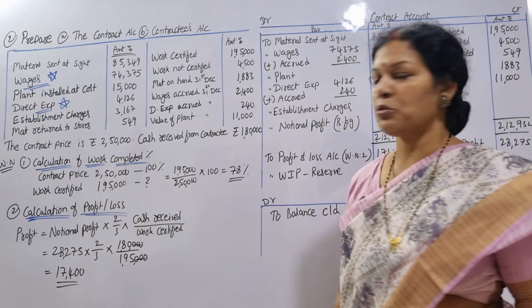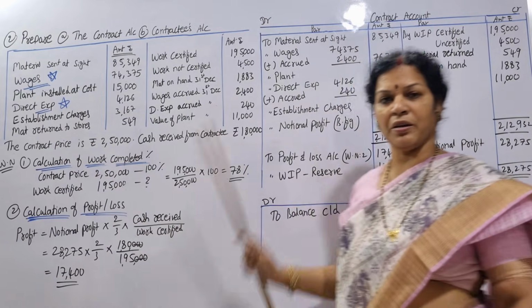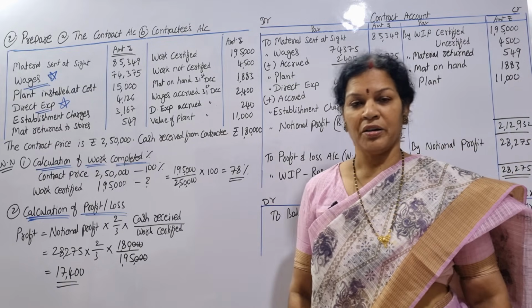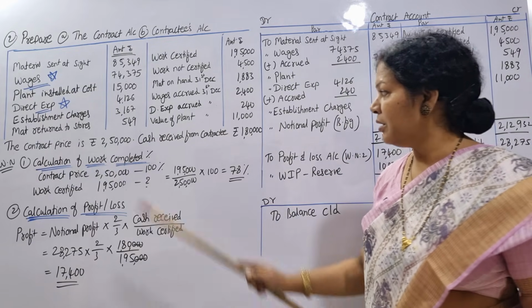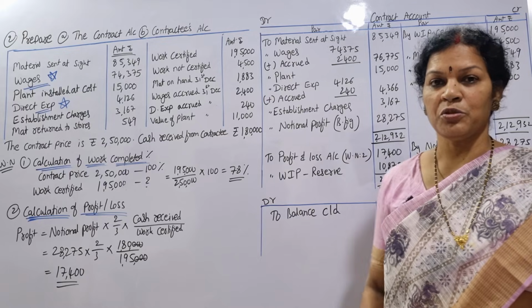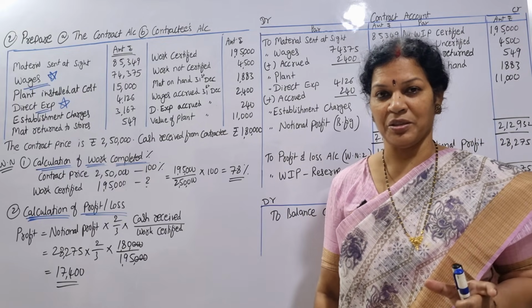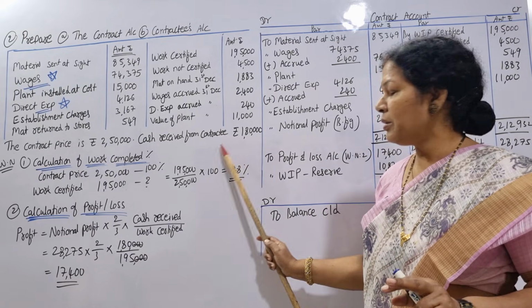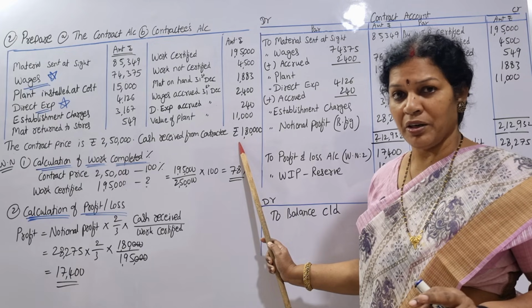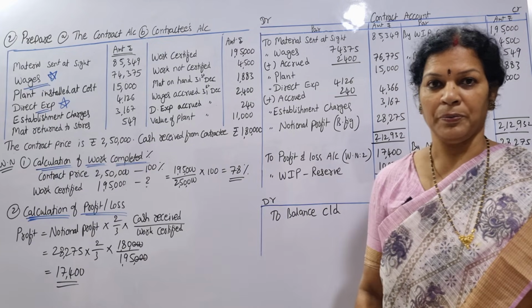If yes, then what else is given to us? The contract price is 2,50,000. Contract price we are not going to write into the contract account, not required. Cash received from contract is 1,80,000. Cash received, you just remember this, while calculating the profit and loss, there it is going to be useful.